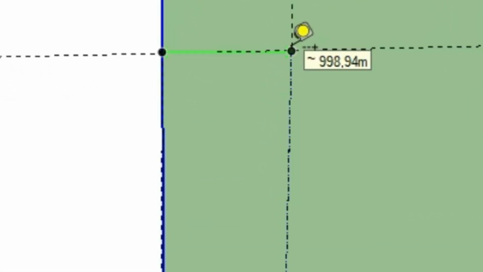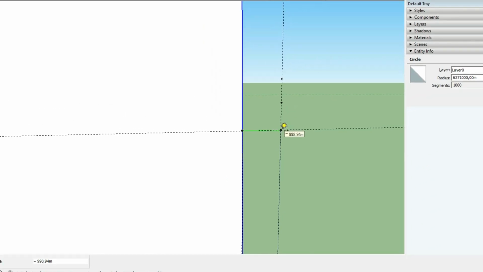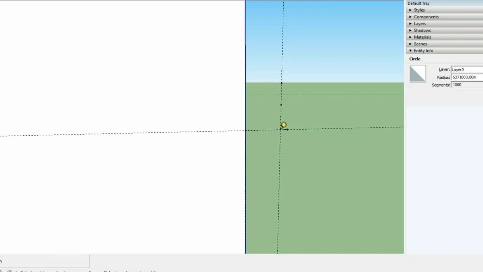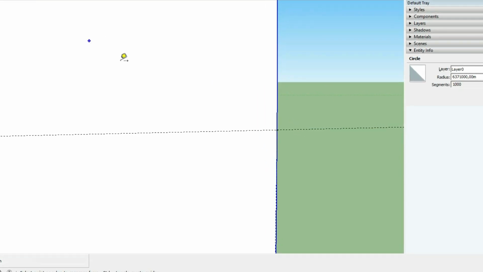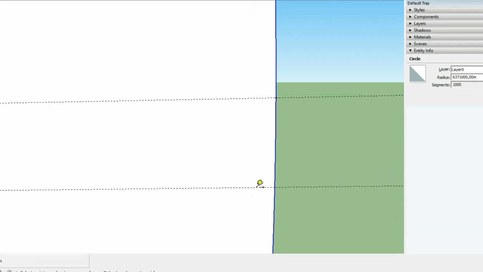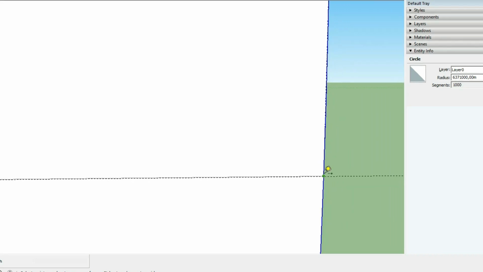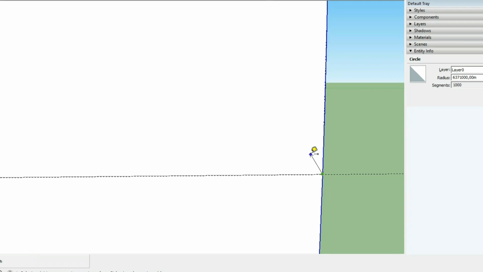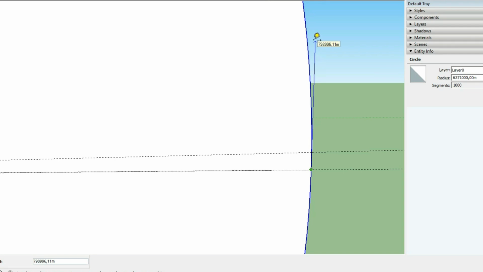So that should be the so-called drop. That is 998 meters. Okay, let's do it again. Let me remove this guide. .90 line.